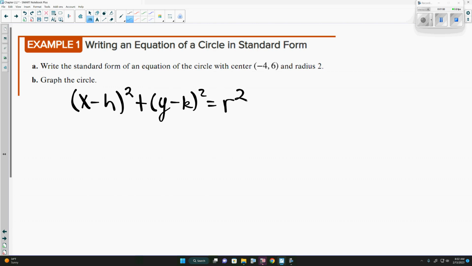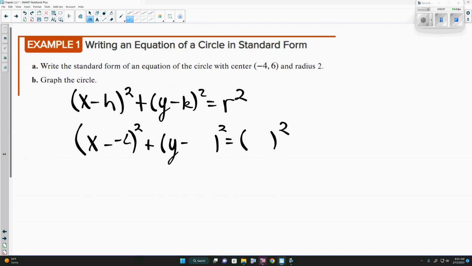Now, since this one already gave us the center of the circle, negative 4, 6, all we need to do is plug in the center and radius into the equation. So the x value of the center is negative 4. The y value of the center is 6. And the radius is 2.